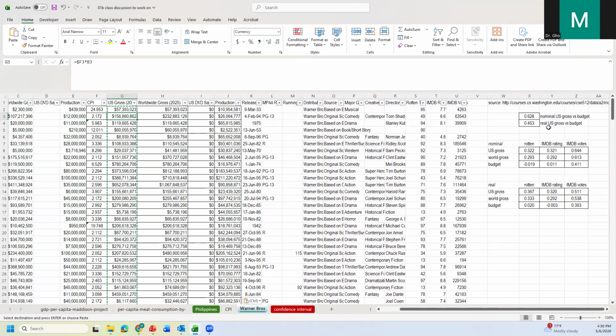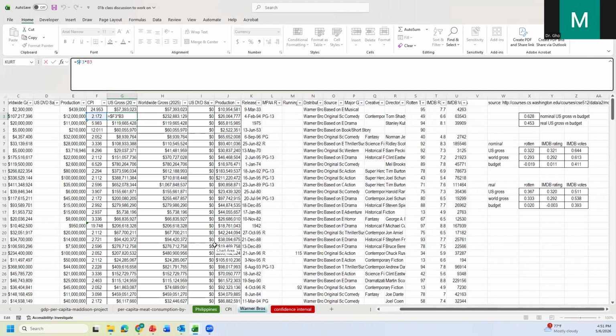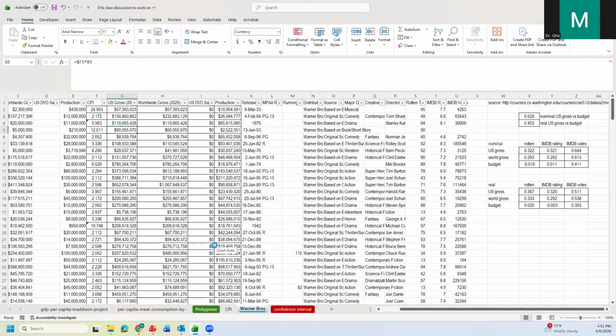Well, now we have the formulas corrected. I anchored the row as well as the column, and I needed to just do the column. So that's been fixed now. So we have the real US gross budget a little bit lower.